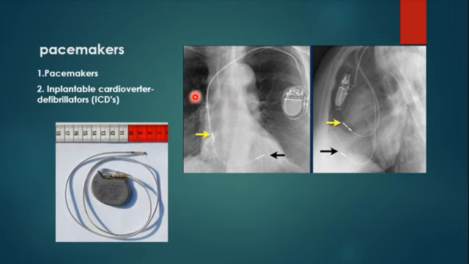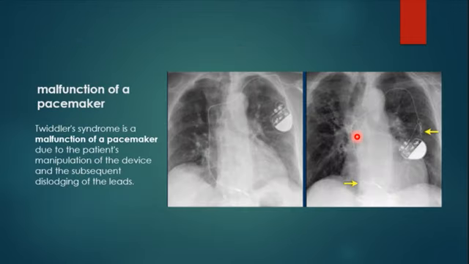Usually the pacemaker has dual coil, one of them in the right atrium and the other in the right ventricle. This is the lateral view, you can see this one in the right atrium, and this is anteriorly, which is the right ventricle. This is a pacemaker.